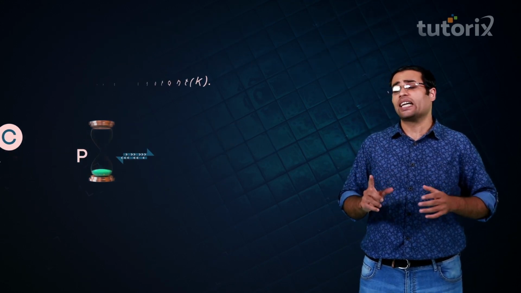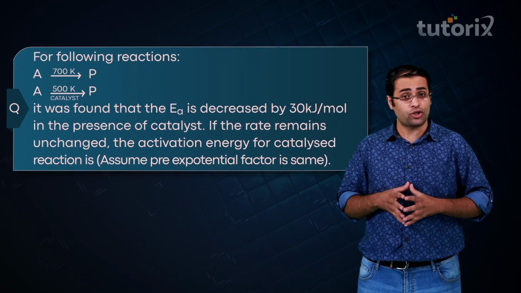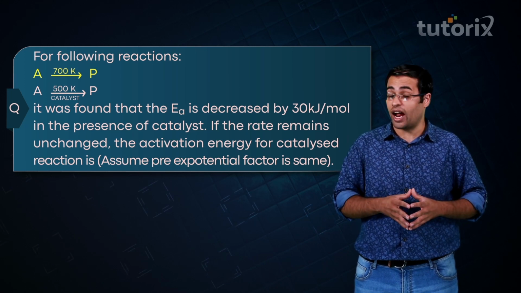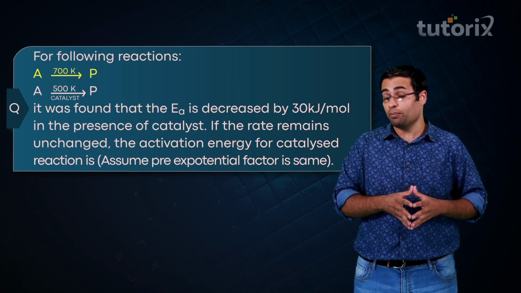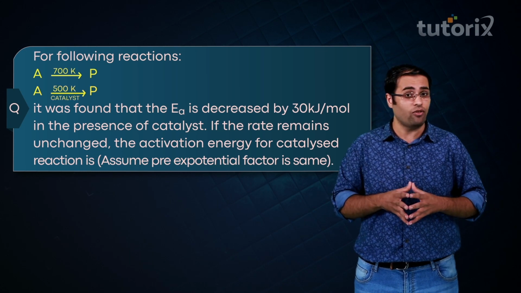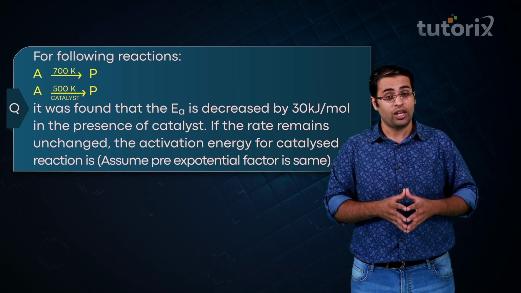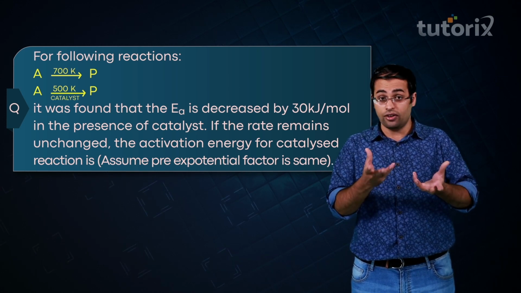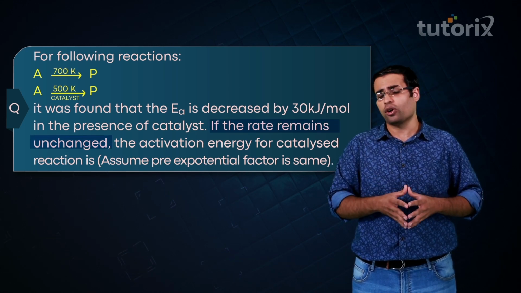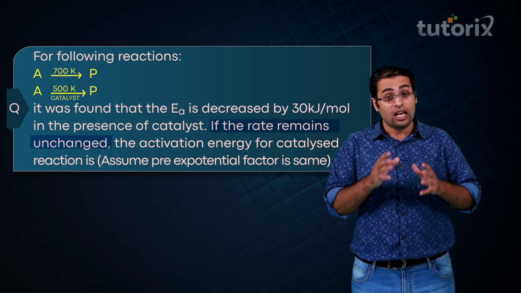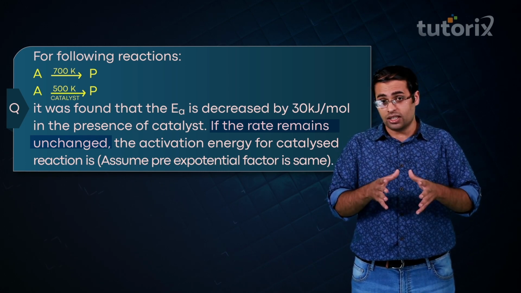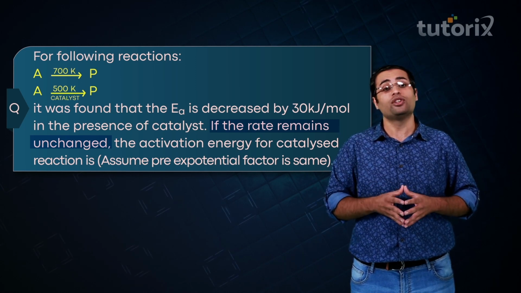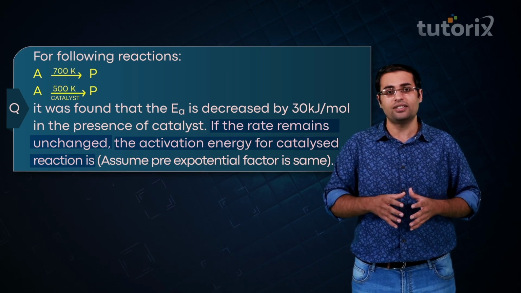So now let us apply the concept of catalyst in solving this question, where a reaction is performed at 700 Kelvin in the absence of catalyst, and the same reaction is again performed at a lower temperature of 500 Kelvin in the presence of a catalyst. And it has been given in the question that the rate of the reaction in the presence of catalyst remains unchanged. This happens because the temperature has been decreased. Rate remaining unchanged means that the rate in both these reaction conditions is the same. And we have to find the value of activation energy for the catalyzed reaction.